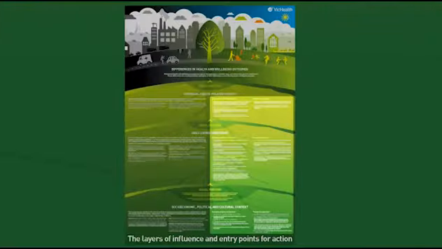The layers of influence will now be presented as entry points of action. Action can be at any or all layers, so there is not a correct place to start.